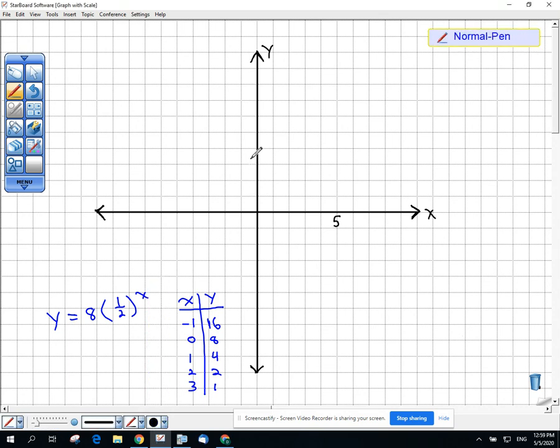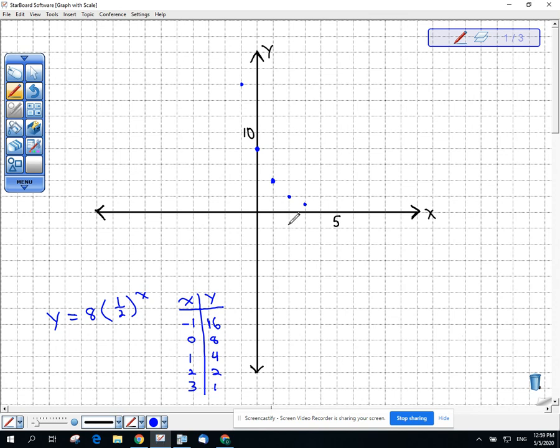So 2, 4, 6, 8, here's 10. Then I can plot the point (-1, 16). (-1, 16) would be right here. (0, 8), (1, 4), (2, 2), (3, 1). Could we keep going? Sure can.